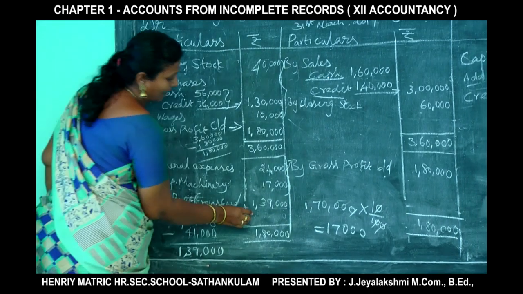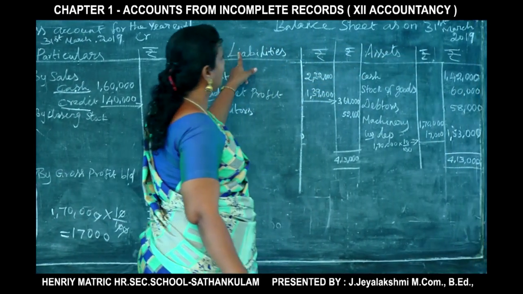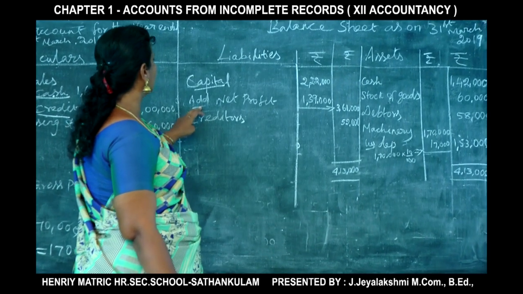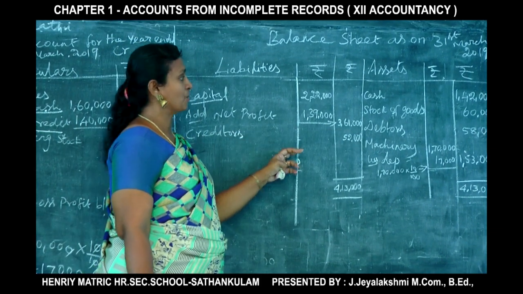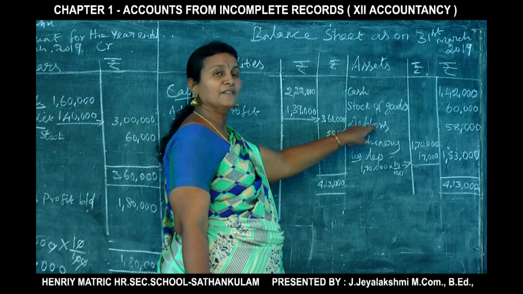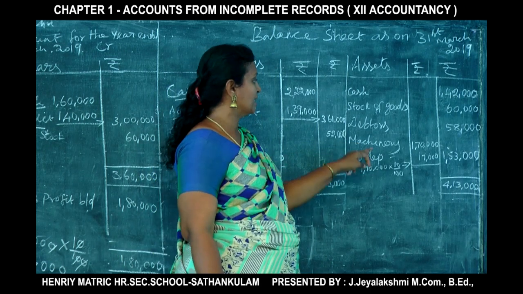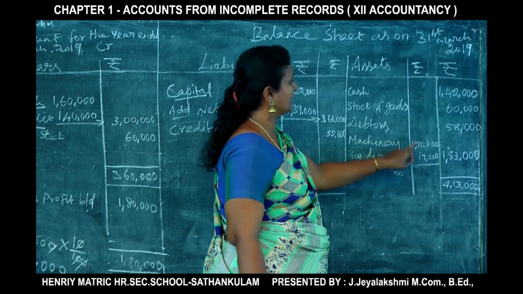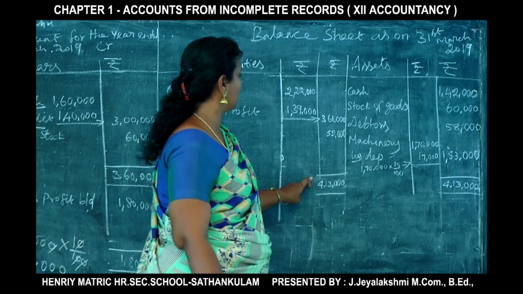This net profit, 1,39,000, should be carried to the balance sheet. Balance sheet as on 31st March 2019, liability side and asset side amounts are given. Now we have the capital 2,22,000, and from the trading account we take the net profit here, so we get 3,61,000. Creditors, we have 52,000. Now see here, cash account 1,40,000, already given. Stock of goods also. Debtors we have taken from the total debtors account, so this amount is 58,000. Machinery, I have already told you how to calculate 10%: 1,70,000 into 10 by 100 equals 17,000. That should be deducted from 1,70,000, and we get 1,53,000. Finally we add these, 4,13,000. Each side will be the same.